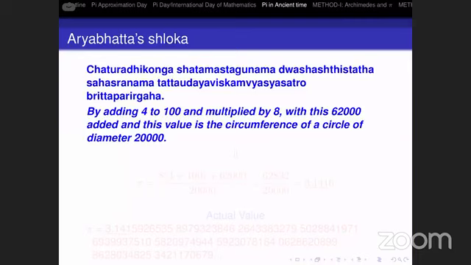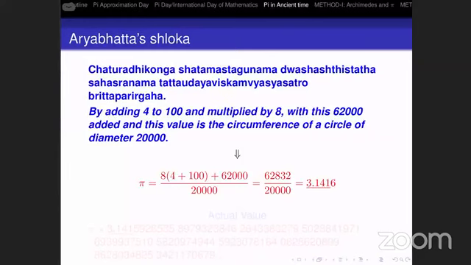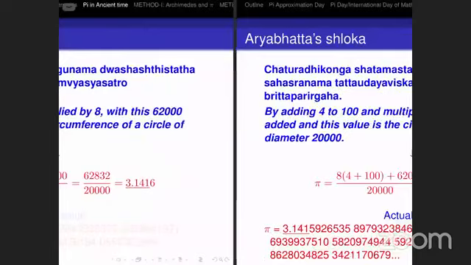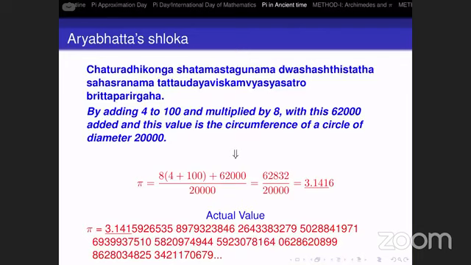So you see that this is the approximate value of pi by Aryabhatta. It is (8 times (4 plus 100) plus 62,000) divided by 20,000. And what is the value? You'll see that this is nothing but 3.1416. And what is the actual value? The actual value is pi equal to 3.14159. So therefore, at least up to three decimal places, Aryabhatta calculated the value of pi.